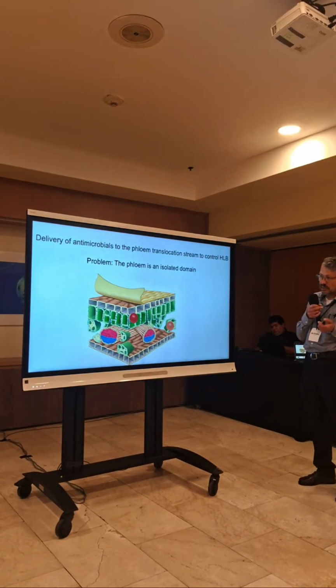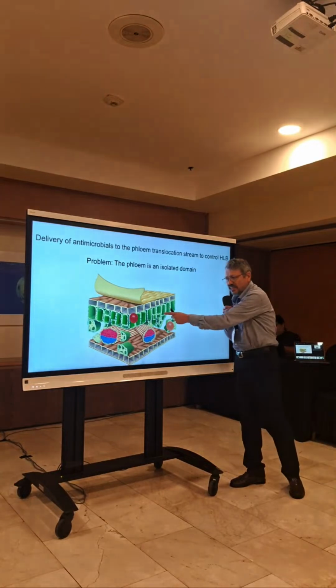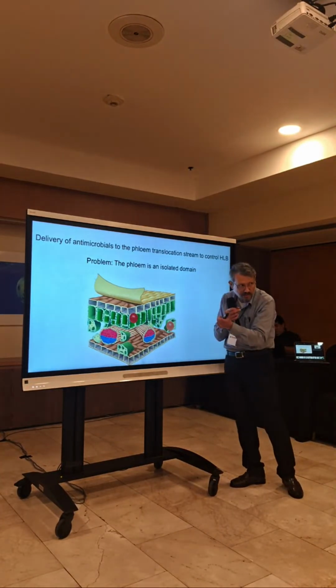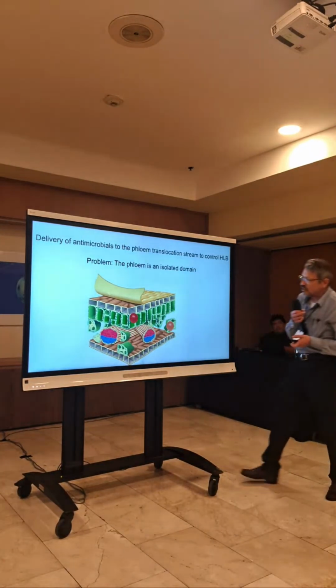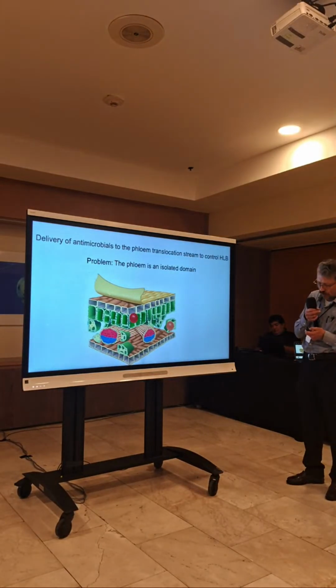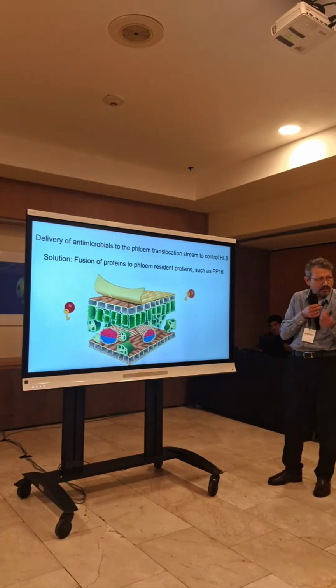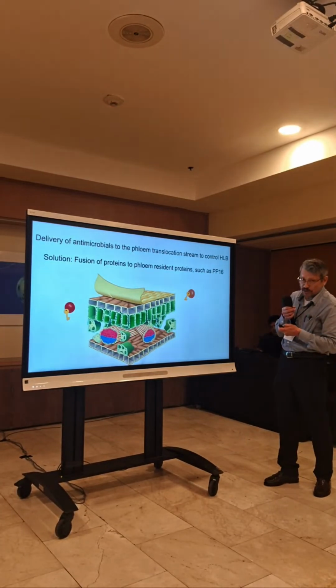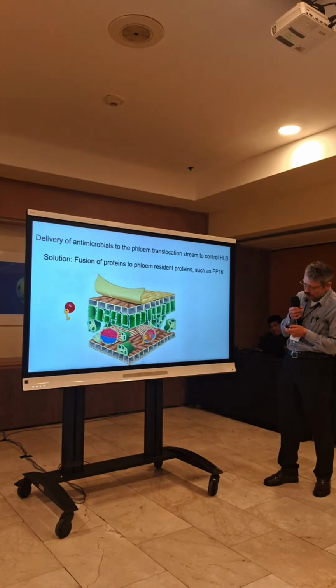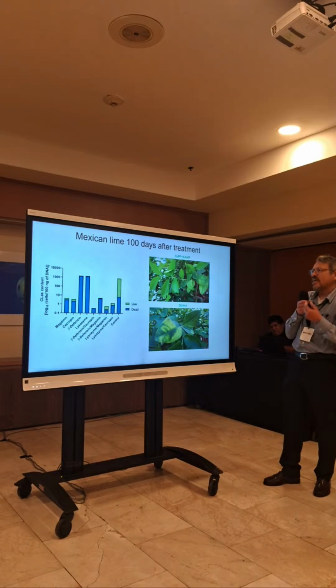So for example, if you express something in the mesophyll, it doesn't necessarily move. A protein or RNA doesn't necessarily move into the phloem. So if we fuse these antimicrobial proteins to, for example, a resident phloem protein, in principle we would reach the phloem. And so that's what we did. We transiently expressed these proteins to mitigate this disease.